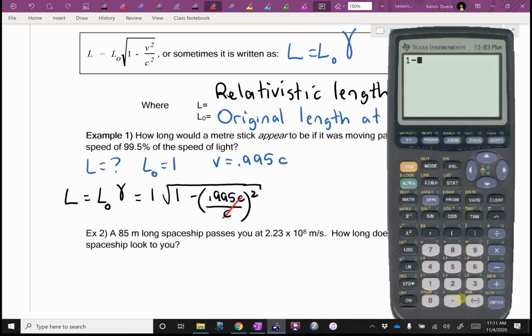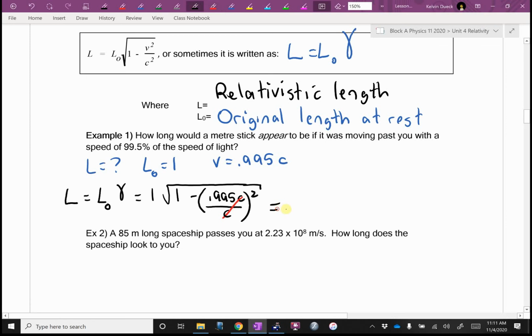1 minus 0.995 squared. I took a shortcut. Square root of that. Do I need to multiply by 1? Well, will multiplying by 1 change anything, Owen? Okay. So, George, I get this. 0.0998, and if I round off to there, 0.1 meters. Yes?